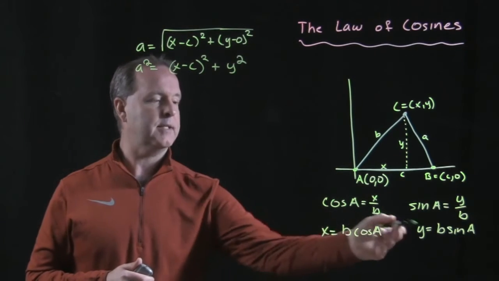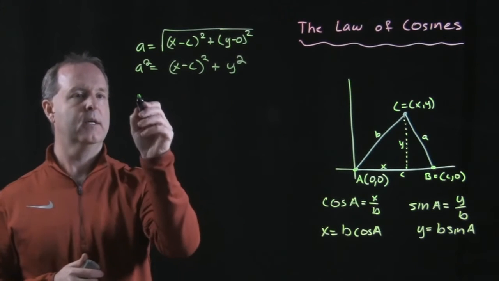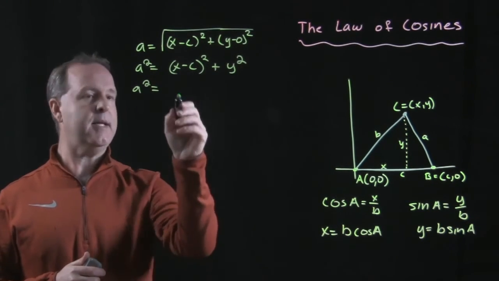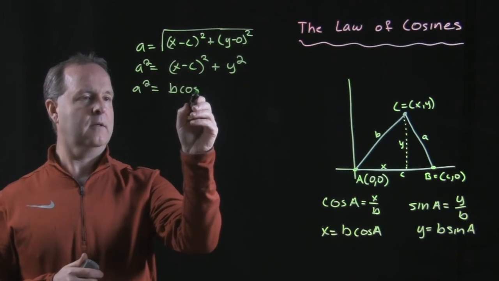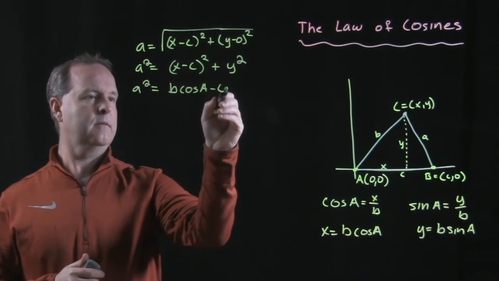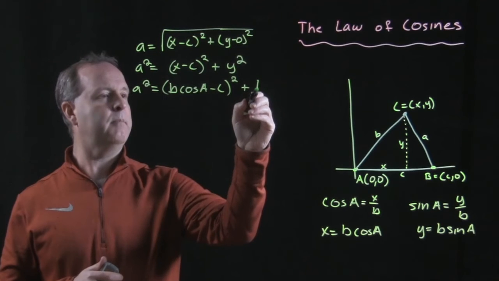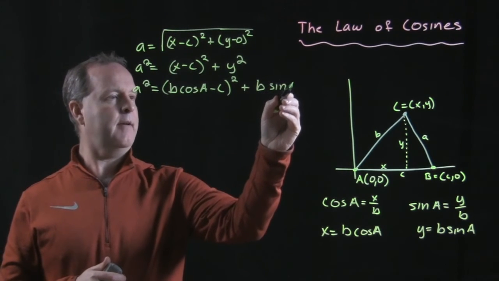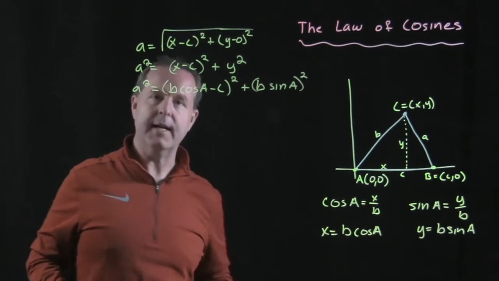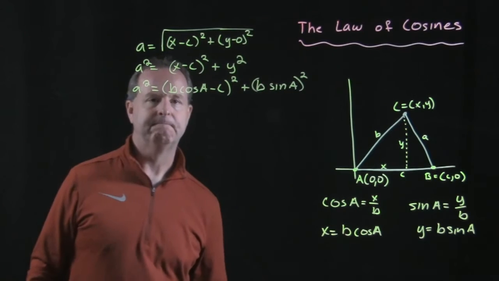I have solved for x and y in terms of some trigonometric functions. So I'm going to rewrite it as A squared equals x, which is B cosine A minus C, square all that, plus my y, I'm going to substitute that in for B sine A, all that squared. All right, shake it out, work it through. Take a deep breath.